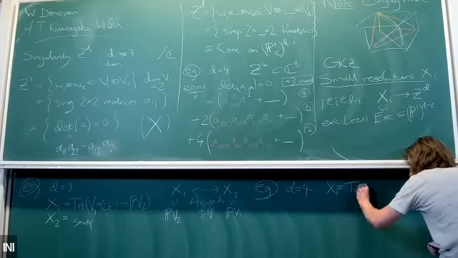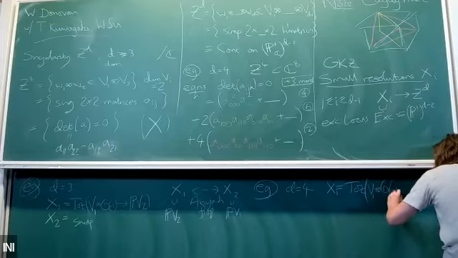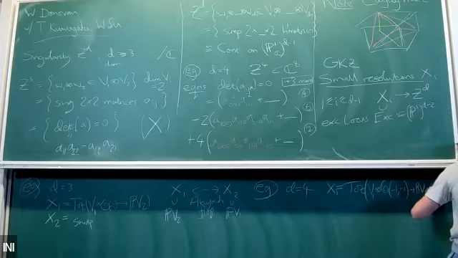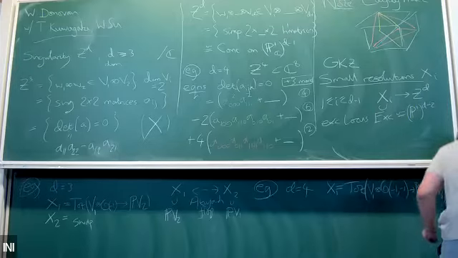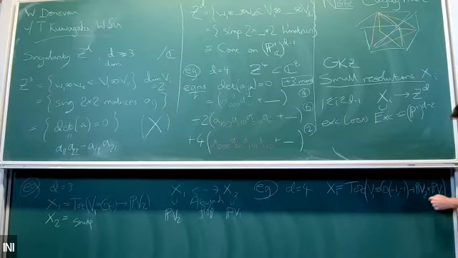I take the total space of V1 tensor O(-1,-1) on P1 times P1. Okay. So I hope we can imagine the same trick. This ruled surface with a rank 2 bundle over it has a map to Z4, and it's just contracting the zero section, the exceptional surface.